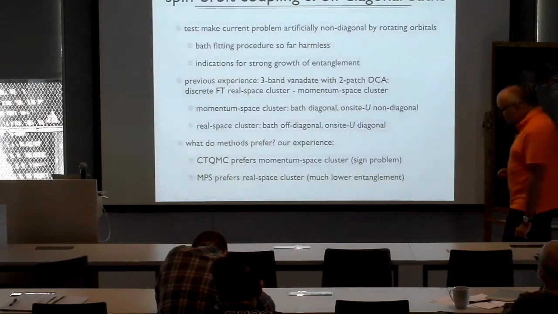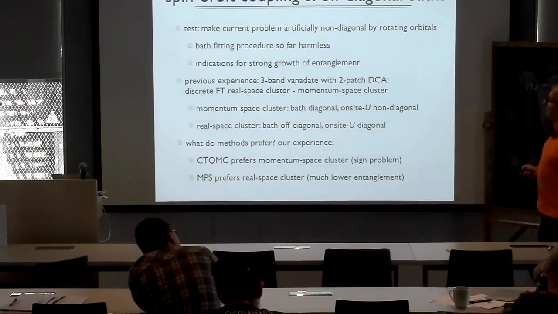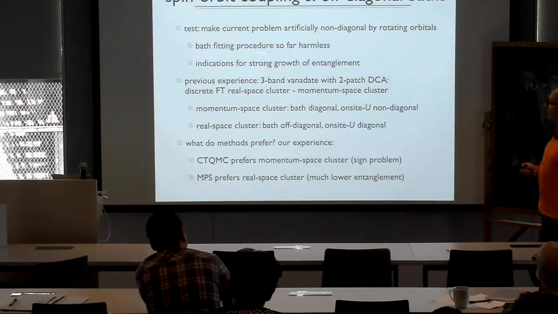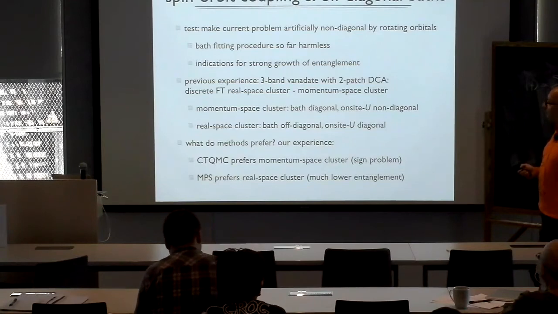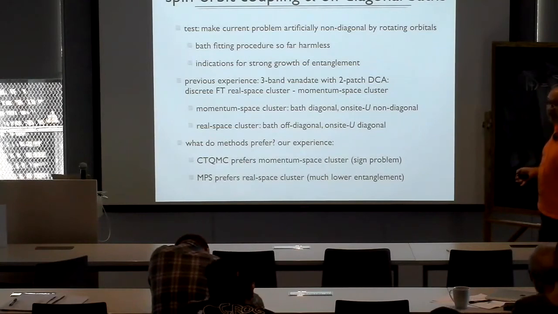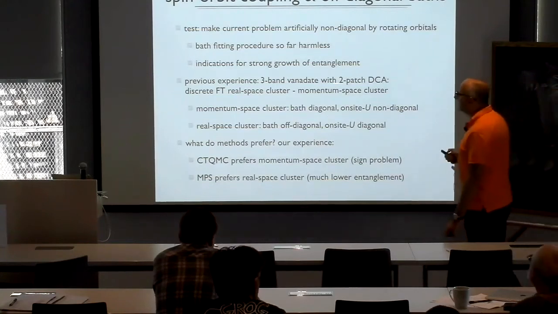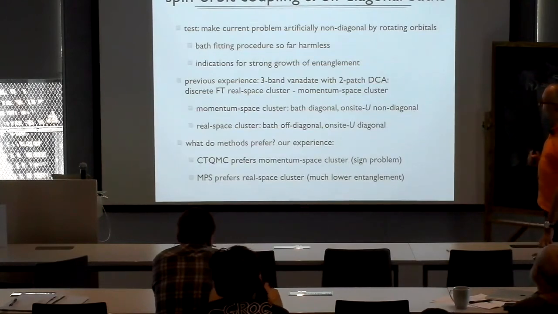What I can say from the tests we have made so far is that, surprisingly, because we had thought that the bath fitting procedure with so many fitting parameters would be the real problem, for the time being it seems to be working, because this is a bit of an unexplored regime. You use the usual minimization routines, and suddenly you have 60, 70, 80 parameters. Could this work well? It seems to work well. On the other hand, in the resulting Hamiltonians, at the moment, we have indications of a strong growth of entanglement.